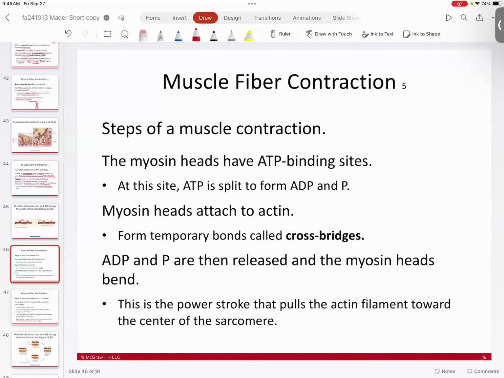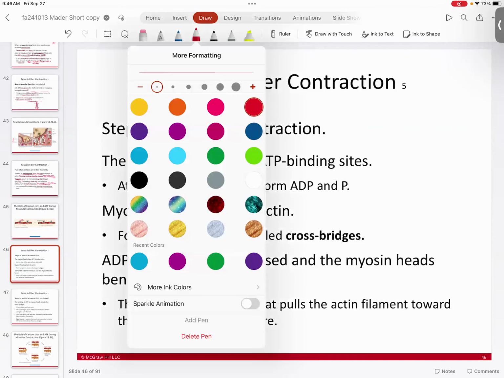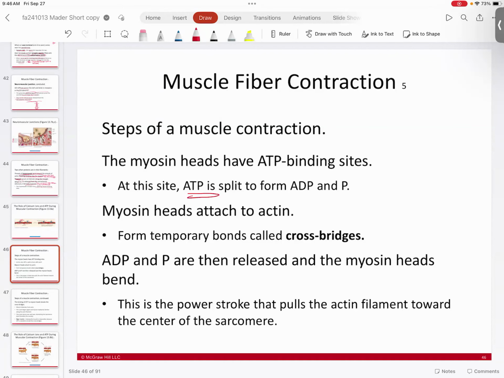Okay. So steps to muscle fiber contraction. First of all, the myosin heads have ATP binding sites. So ATP is bound at this site. And then what will happen is it'll split and basically give off energy. Then the myosin heads will attach to the actin, and that'll form a cross bridge. And then ADP and phosphate are released, and the myosin heads will bend. This is your power stroke, right? That pulls the actin filaments.